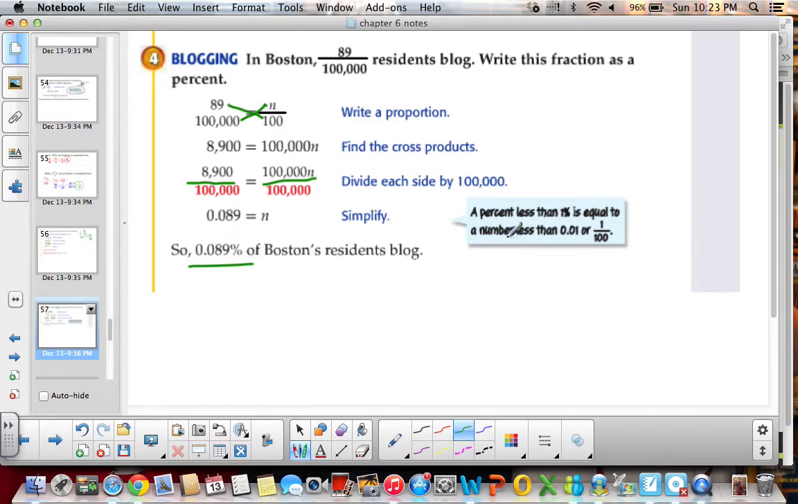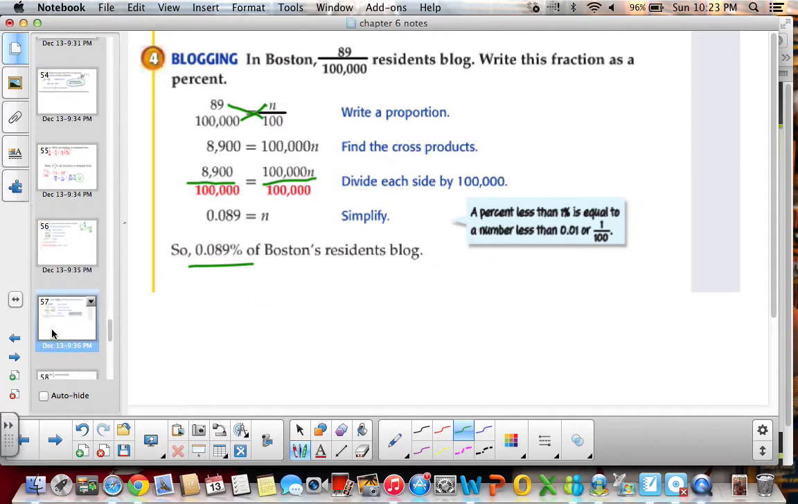And then we write that as a percent, so it would be 0.089%. A percent less than 1% is equal to a number less than 1/100th, or 0.01. So it's a very small number.